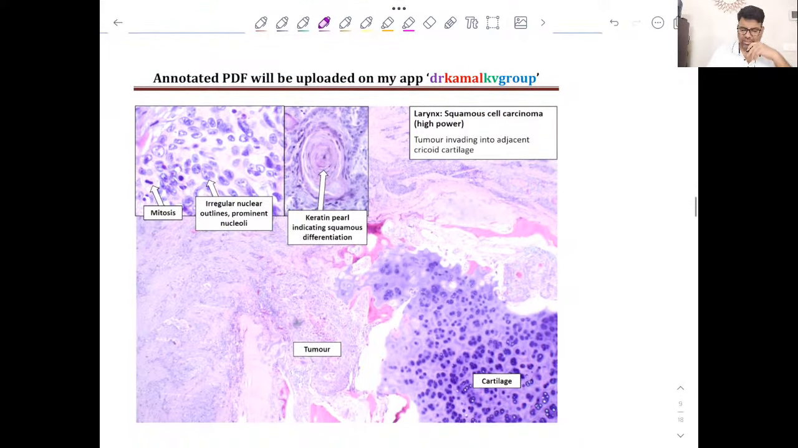And as far as the histology of laryngeal carcinoma is concerned, you will find all the features of malignancy, that is mitosis, irregular nuclear outlines, or prominent nucleoli. So these are all malignancy features, right? And here we can see that the tumor is extending within the cricoid cartilage, so it is an advancing tumor here, right? So this is the hematoxylin stain for laryngeal carcinoma.